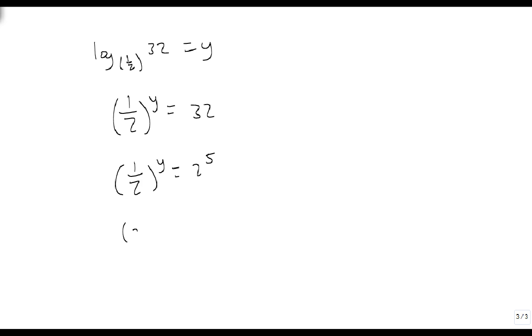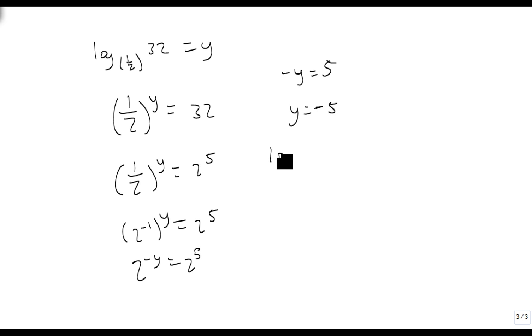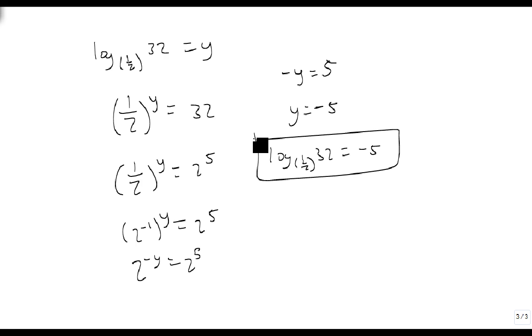And 1/2 is the same as 2 to the minus 1, to the y. So 2 to the minus y equals 2 to the 5th. That means minus y has to equal 5. That looks like a 25, let me fix that real quick. So y is negative 5. So that means that log base 1/2 of 32 equals minus 5. And we've answered all of our problems by converting them and then solving the resulting exponential.